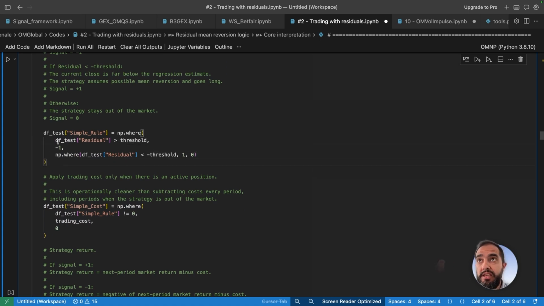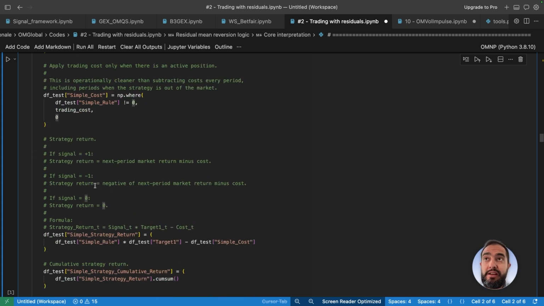And then remember, if the residuals are above a particular threshold, we get a signal of minus one, meaning that we will short the asset. If the residual is below the negative threshold, then my signal becomes one, and that one means that we will long the asset. And if it's not the case, so if I am in between the thresholds, I will do nothing. I will stay out of the market.